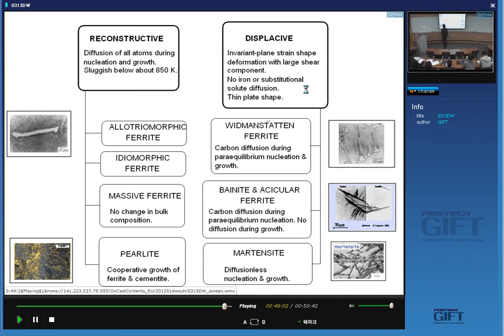Okay, so what I want to say is that the terms reconstructive and displacive transformation are slightly different from diffusional and diffusionless transformation. I hope you understand the difference between these two classifications.